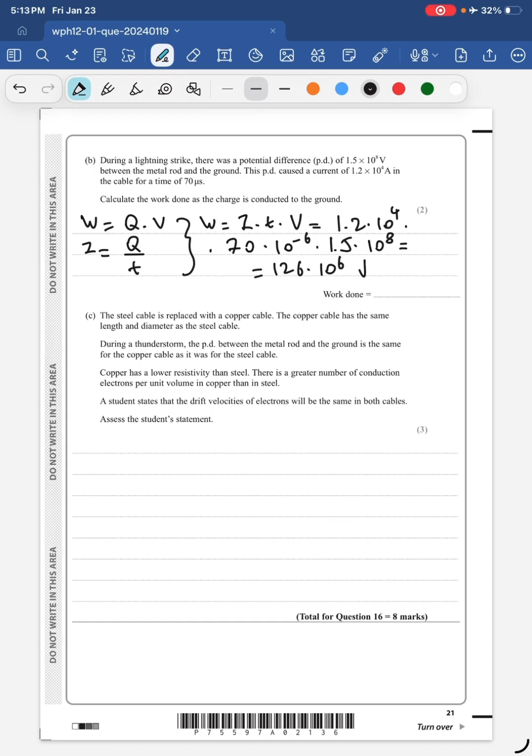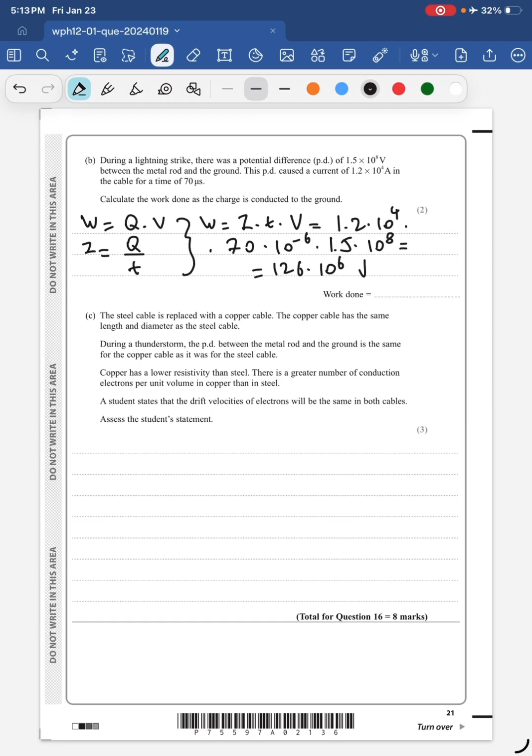The steel cable is replaced with a copper cable. The copper cable has the same length and diameter as the steel cable. During the thunderstorm, the potential difference between the metal rod and the ground is the same for the copper cable as it was for the steel cable. Copper has a lower resistivity than steel. There is a greater number of conduction electrons per unit volume in copper than in steel. A student states that the drift velocities of electrons will be the same in both cables. Assess the student's statement.